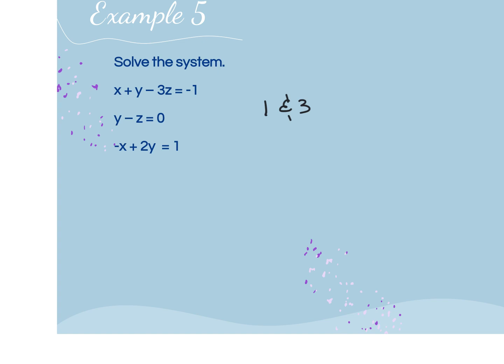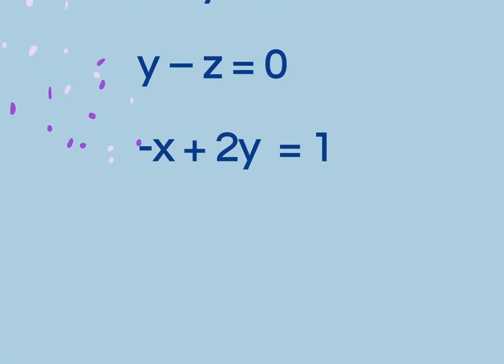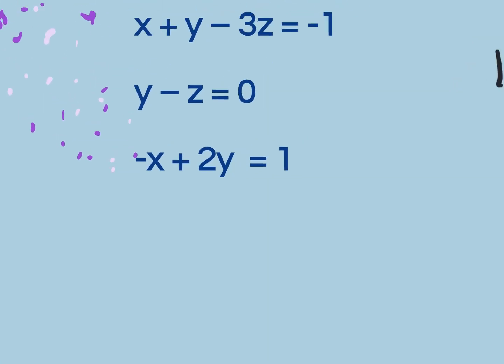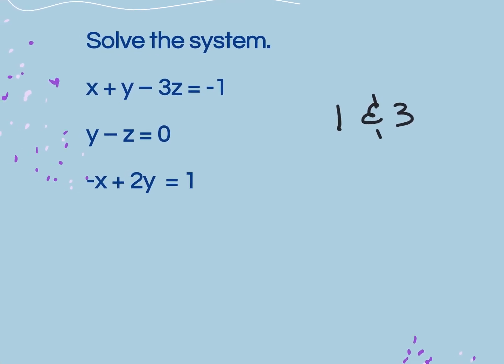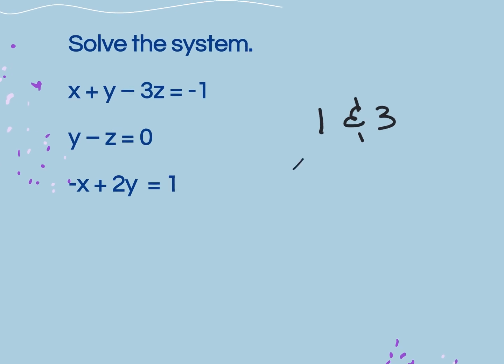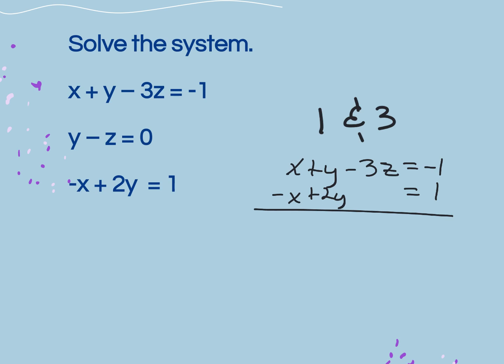Okay, so to eliminate, all I have to do is add them together. I know this is hard to see, but there's a little negative sign there. I'm just going to add 1 and 3 together. And I end up getting x plus y minus 3z equals negative 1. And then I'm going to add that to negative x plus 2y equals positive 1. The x's cancel. I'm left with 3y minus 3z equals 0.